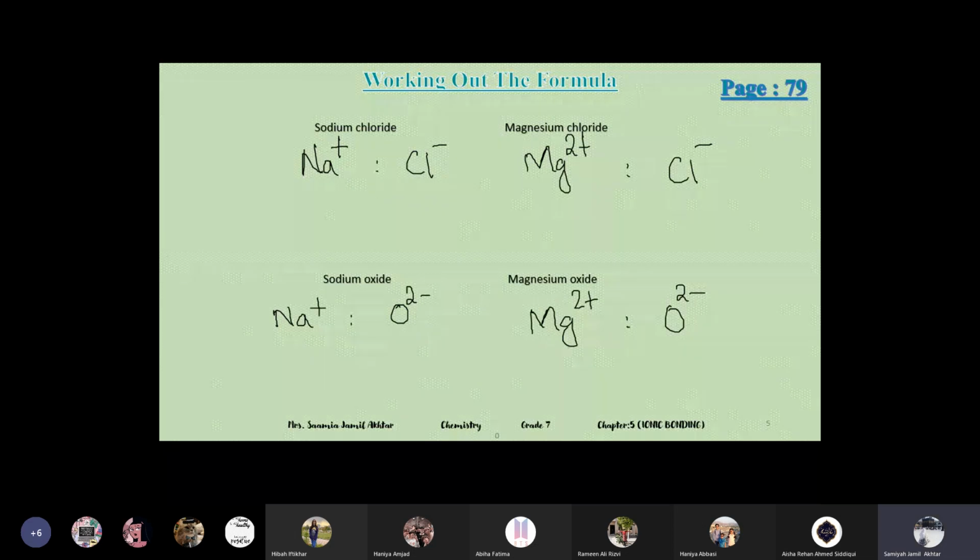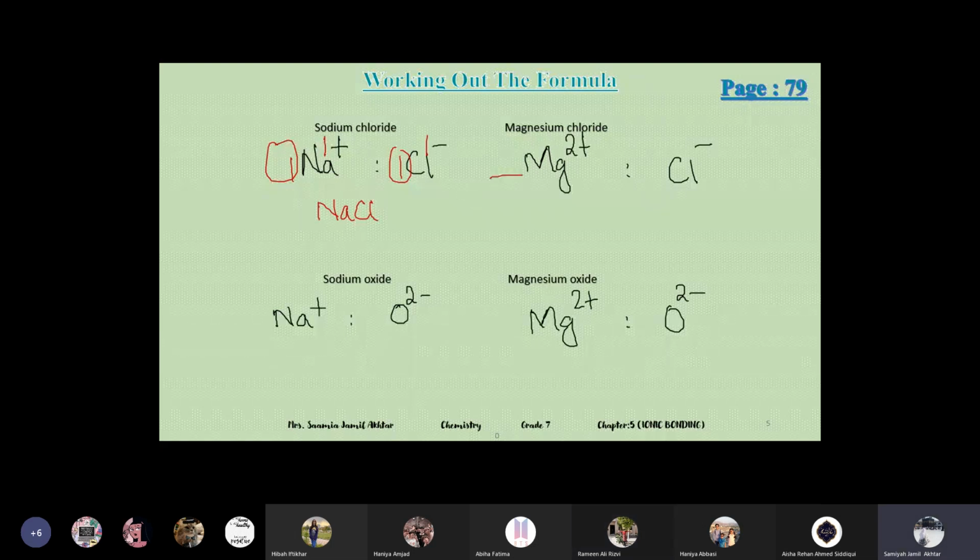So the charge on sodium and the charge on chlorine, are they balanced? Yes, they're balanced. 1 plus and 1 minus. So no need to write any number here. 1 sodium and 1 chlorine. So the formula will be simple. Okay? Now balance magnesium chloride ions by writing any number.